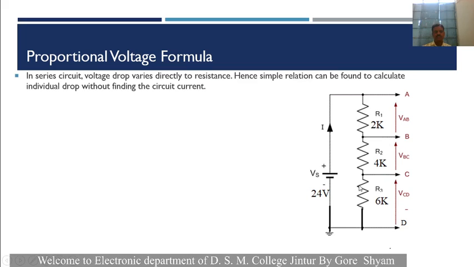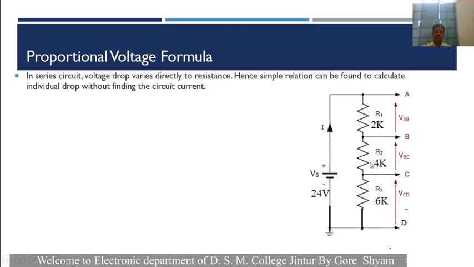So in a series circuit, the voltage drop varies directly with the resistance. Here the voltage depends upon the value of resistance. Hence, a simple relation can be found to calculate the individual voltage drop without finding the current flowing through this circuit. If you want to find the voltage across this resistance or this resistance or this resistance, you can find the voltage across any individual resistance without knowing how much current is flowing through this circuit.